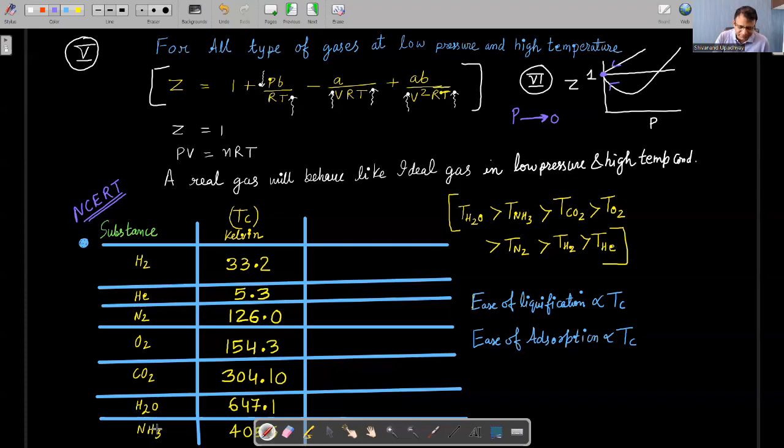So you should know that among these gases, if I have to compare nitrogen, oxygen and hydrogen gas, they are diatomic, they are non-polar. So we can say that more molar mass, more will be the intermolecular force of interaction, and more should be the critical temperature. So among hydrogen molecule, nitrogen molecule, oxygen molecule, it is easy to liquefy oxygen molecule, then nitrogen molecule, then hydrogen molecule. But here when we are discussing carbon dioxide, water and ammonia, right?